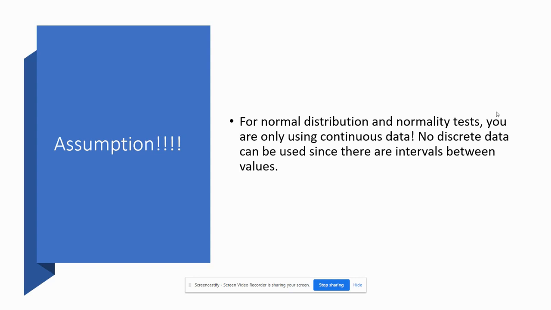For normal distribution and normality test, you are only using continuous data. No discrete data can be used since there's interval between the values. So what does that mean? That means you need to have data that could have decimals and fractions in it.